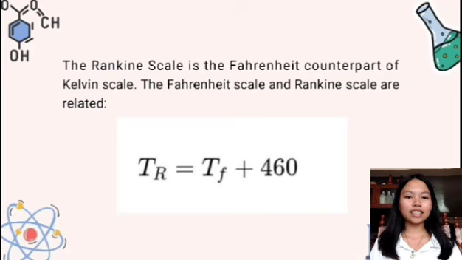The Rankine scale is the Fahrenheit counterpart of the Kelvin scale. The Fahrenheit scale and Rankine scale are related. The formula for the Rankine scale is T sub R equals T sub F plus 460. The Rankine scale works the same way as the Kelvin scale, but it's used with the Fahrenheit system instead of Celsius. In this scale, 0 degrees Rankine is also absolute zero, just like 0 Kelvin. To convert Fahrenheit to Rankine, we add 460 to the Fahrenheit temperature.